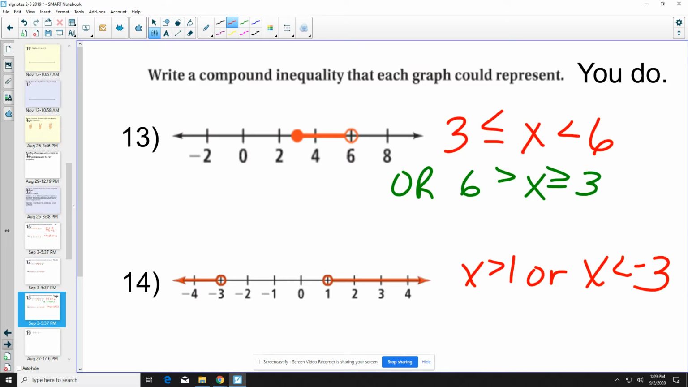Okay, let's see how we did. On number 13, x has to be less than 6, but it's also greater than or equal to 3. There are two ways to write this, so either way is fine. And check 14: x is greater than 1 or it's less than -3.